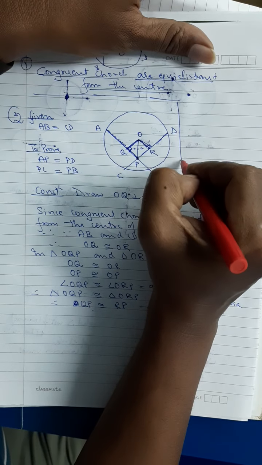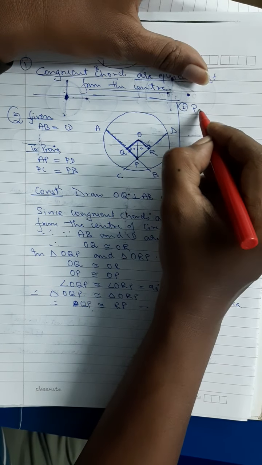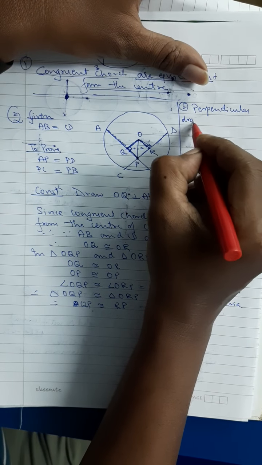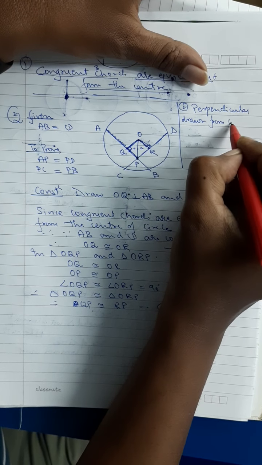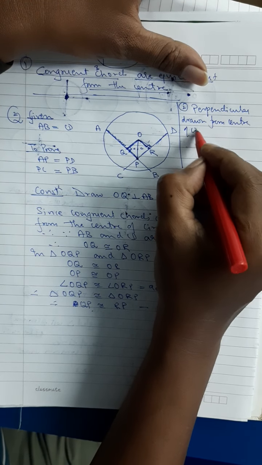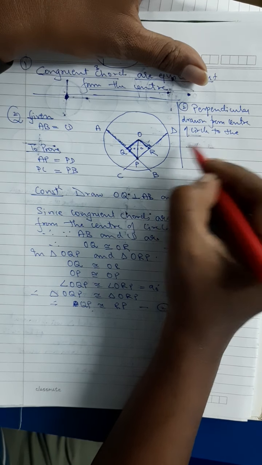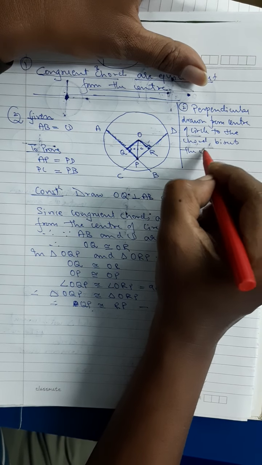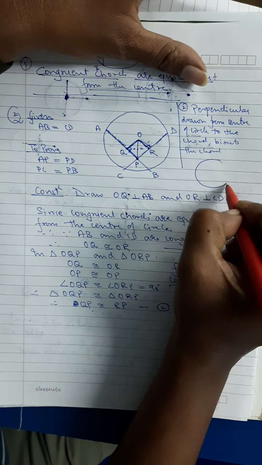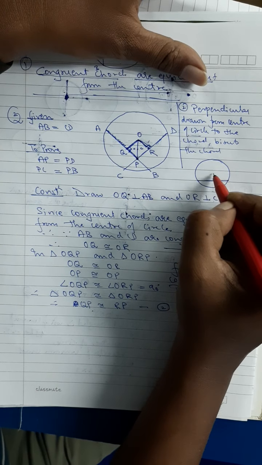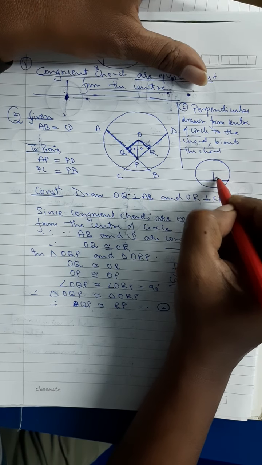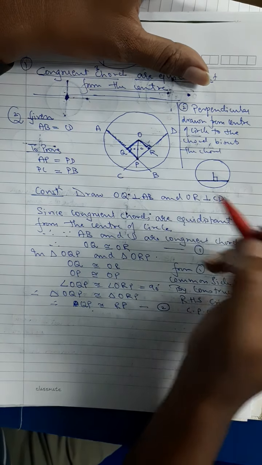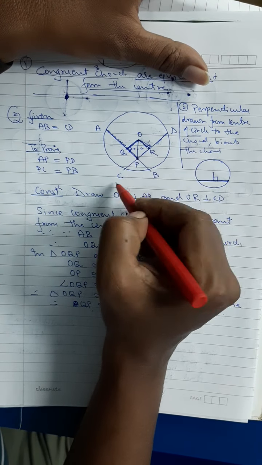The second theorem that we will be using, which is very popular, is: perpendicular drawn from center of circle to the chord bisects the chord. Means if supposing this is the circle and there is a chord, and if a perpendicular is drawn from the center of the circle to the chord, then this will bisect the chord. This will be congruent to this. So here also this is the chord, AB is congruent to CD.